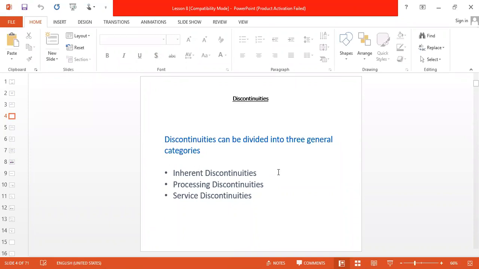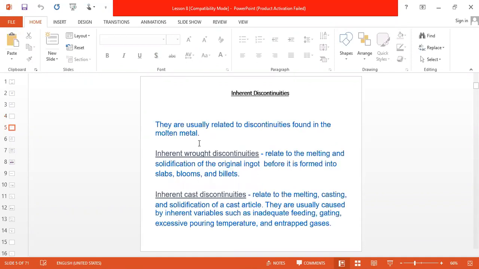Second is processing discontinuities. Now see, casting is a process, forging is a process, welding is a process, heat treatment is a process. While you are doing these processes, if you are getting any discontinuities, then we say processing discontinuities. And the last one is service discontinuities. That means suppose we have one pressure vessel that has been working for the last 3 years, but today we are getting one surface crack. That is service discontinuities.